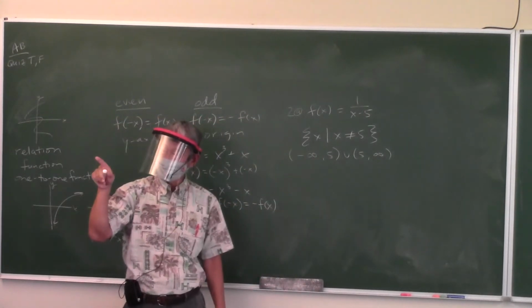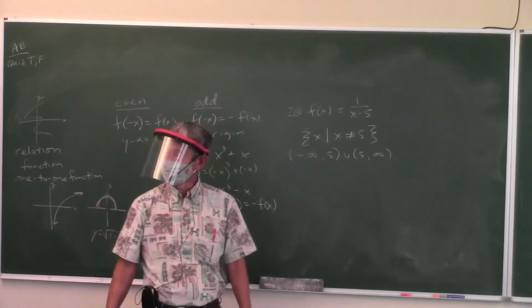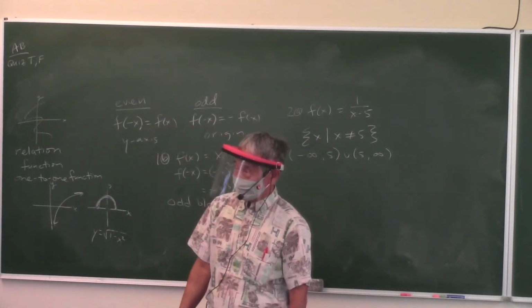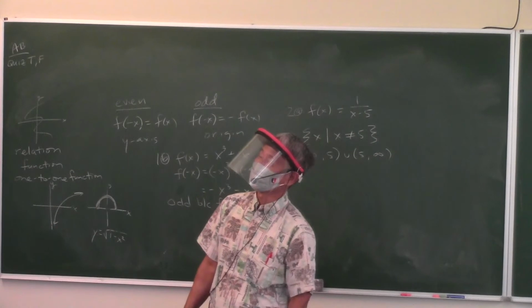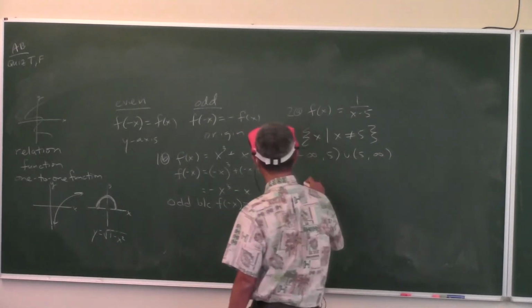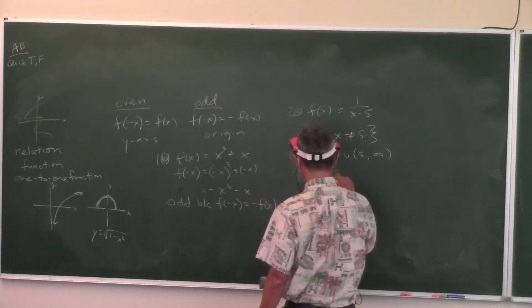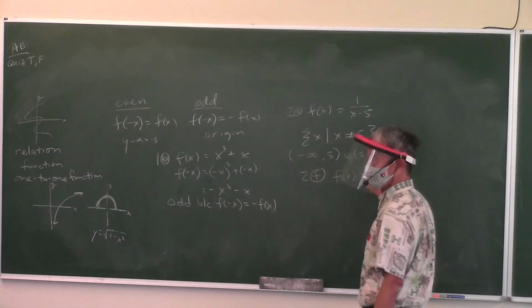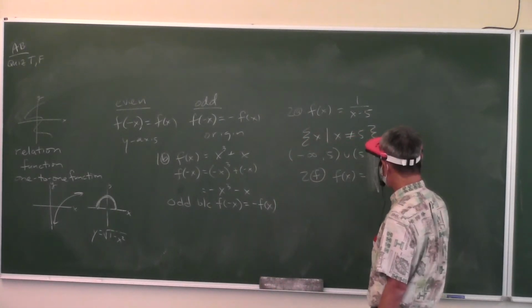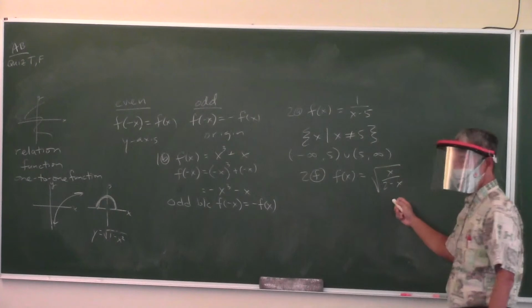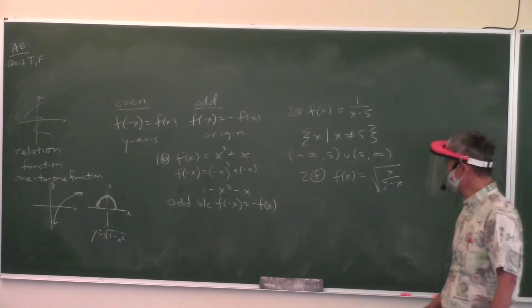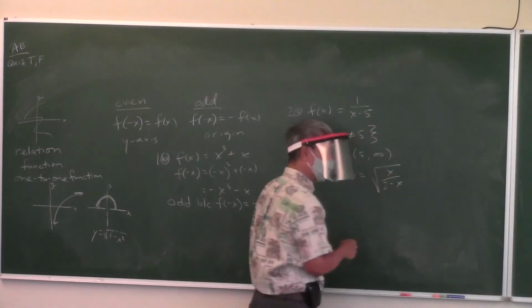Okay, well, what about when you have a square root? I'll do the hardest one, although it's not hard at all: 2F, square root of x over 2 minus x. Pretty much this might be on the next quiz too. How do you find the domain when you have a square root?